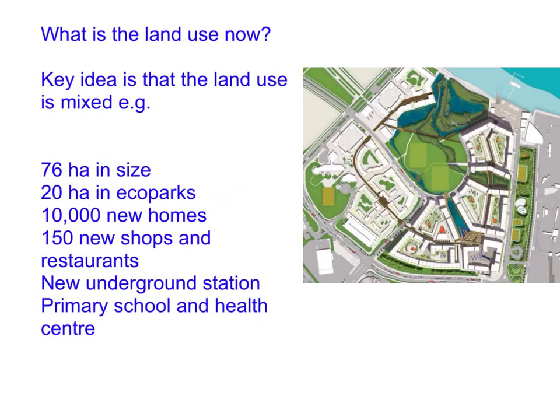The whole area, not just the Greenwich Village, is going to be home to 10,000 new houses and flats. They've created 150 new shops and restaurants, they've redeveloped the underground station here, they've built a primary school and a health centre. So basically what you have here is everything you need. Somewhere to work, somewhere to go to school, somewhere to go and eat, somewhere to go and buy stuff. That's what we mean by mixed land use. And you need to have a couple of those examples to be able to explain to the examiner what we mean by it.